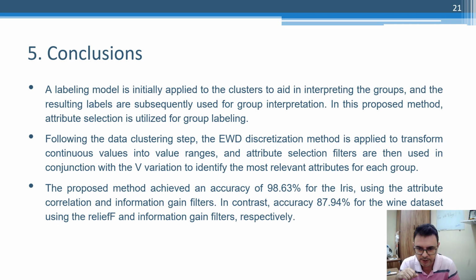The proposed method achieves an accuracy of 98.63% for the iris using the attribute correlation and information gain filters. In contrast, it achieves an accuracy of 87.94% for the wine dataset using the relief and the information gain filter respectively.